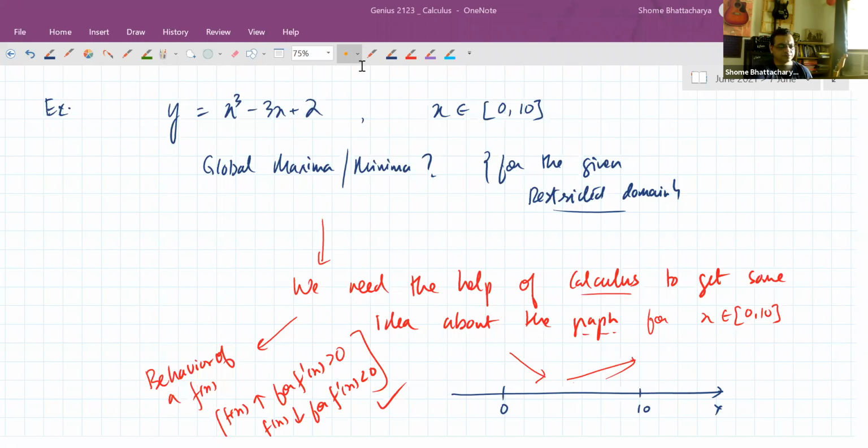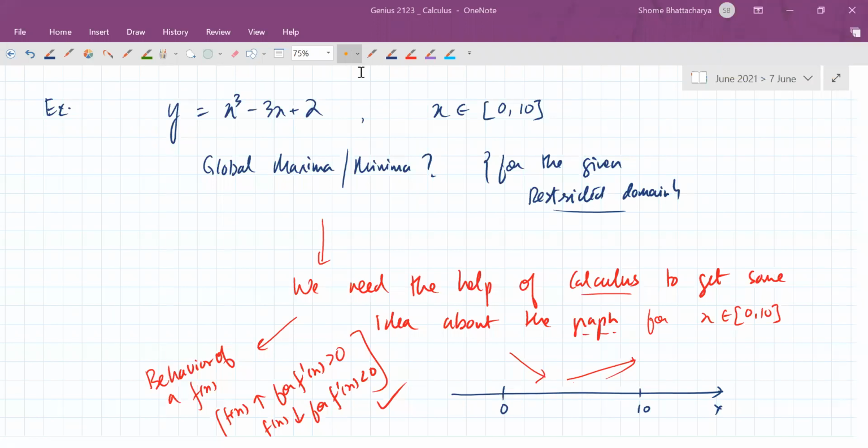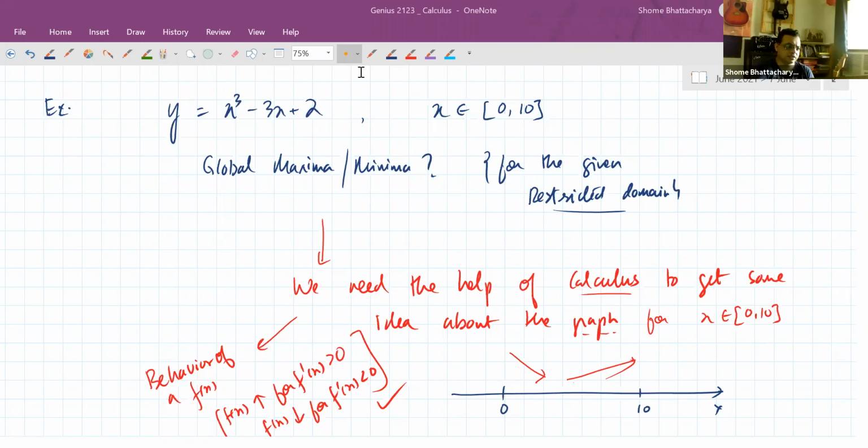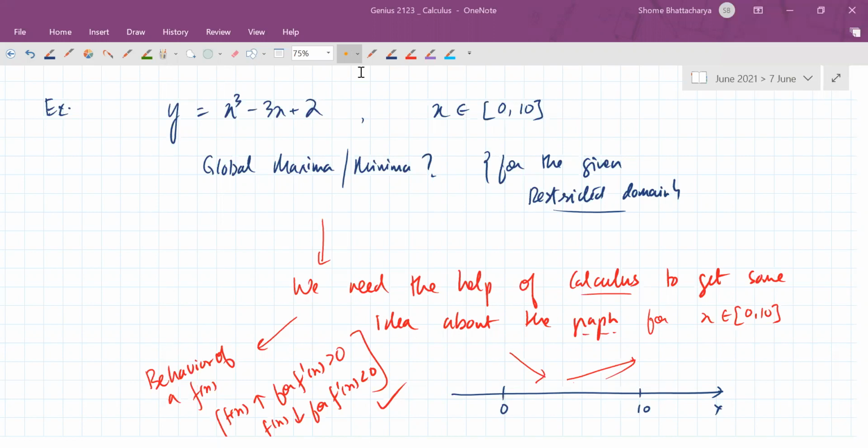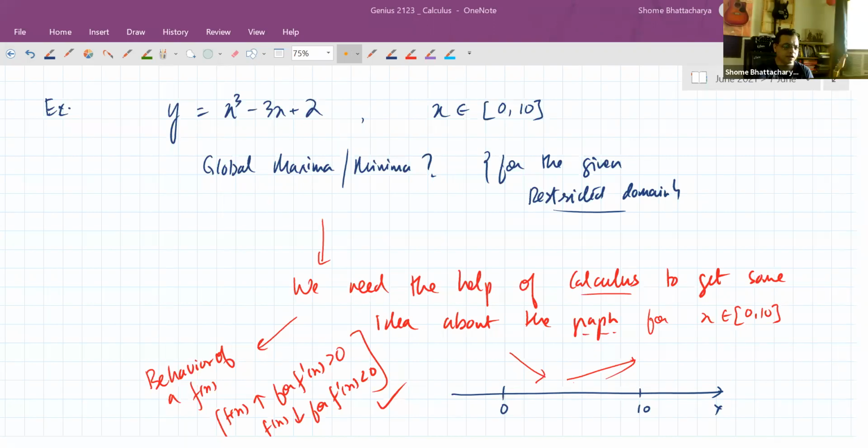Yes, Nishchay? So global maxima and minima, sir, can we visualize if we take a particular domain of x, then in that fixed domain, the global maxima will be the local maxima and the global minima will be the local minima. Is it true? Not always. In certain cases, yes. I'll explain to you. In fact, when we come to the graph of this function only, I'll show you how that happens.